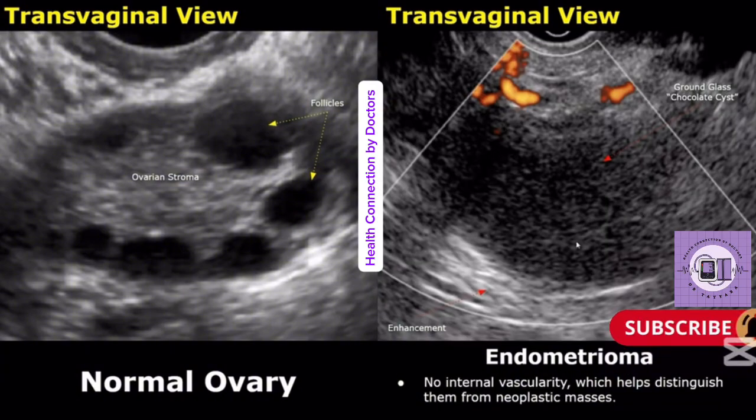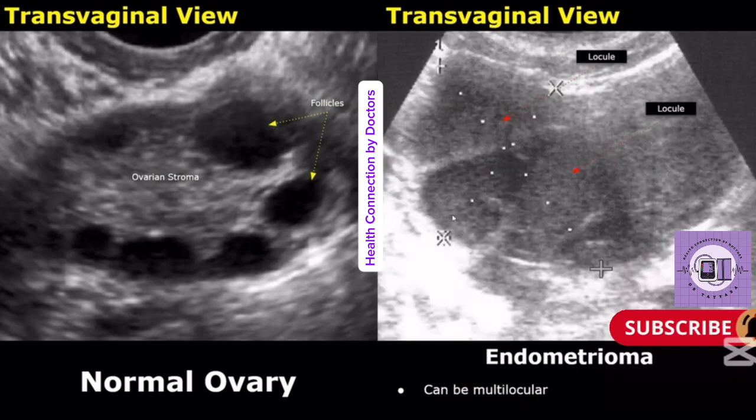On Doppler, endometriomas do not show internal vascularity. Power Doppler is applied here and no Doppler signals are found inside the endometrioma. This feature differentiates an endometrioma from a tumor.